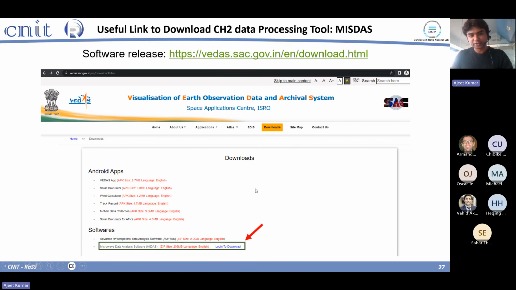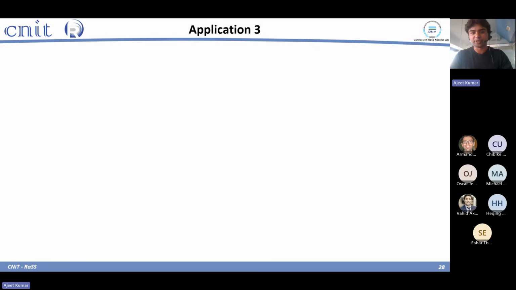You just need to register yourself, and then you can download a MISAR software that is helpful. That's a microwave data analysis software, VDAS they call it, and that can be used for processing the lunar surface exploration based Chandrayaan-2 hybrid pole as well as full pole data sets.